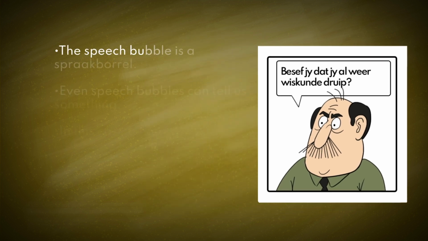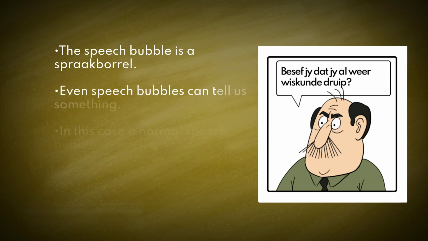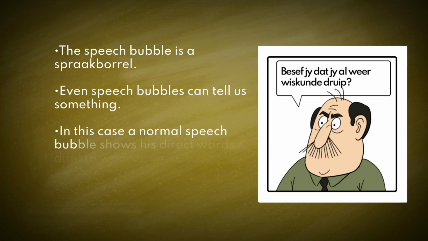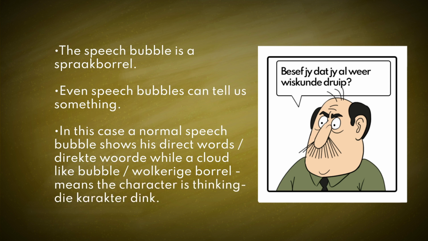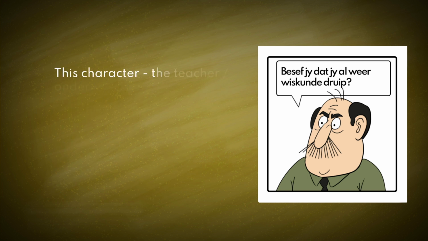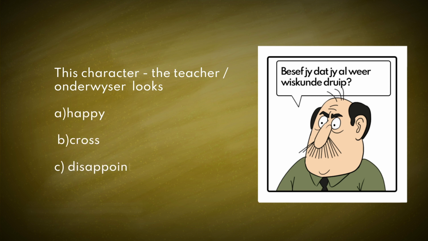The speech bubble is a spraakbottel. Even speech bubbles can tell us something. In this case, a normal speech bubble shows his direct words, sy direkte woorde, while a cloud-like bubble, of wolkerige bobbel, means the character is thinking. Die karakter dink. This character, which is the teacher of die onderwyser, looks happy, cross, or disappointed.